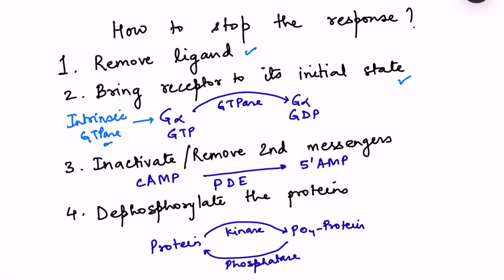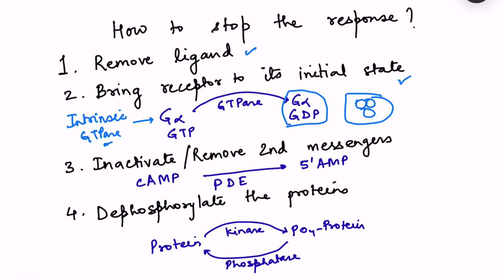Once this GTP binds, automatically this GTPase activity of the G alpha is activated, and in a short time this GTP is converted to GDP. So this brings the heterotrimeric proteins to their initial state. Then G-alpha dissociates from the enzyme to which it is attached and goes back and attaches to G-beta gamma. Again it forms this trimer. So that is the second mechanism.